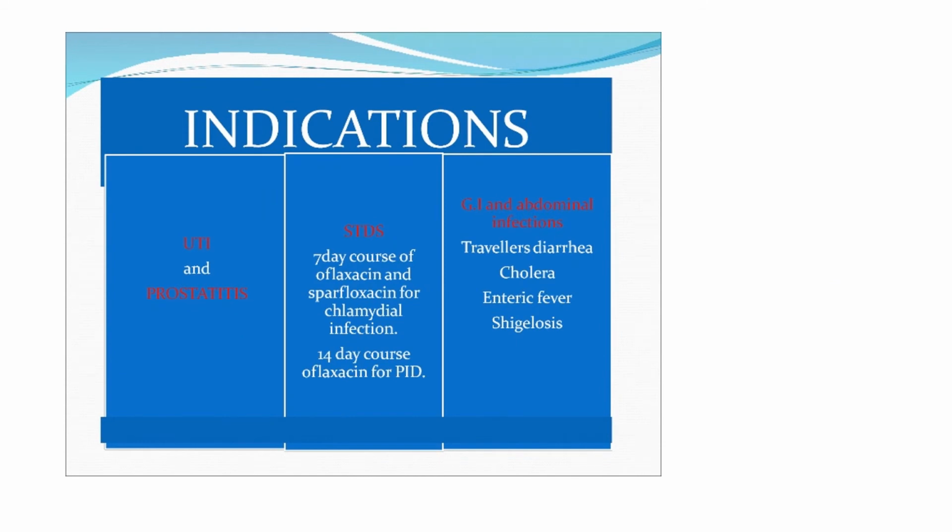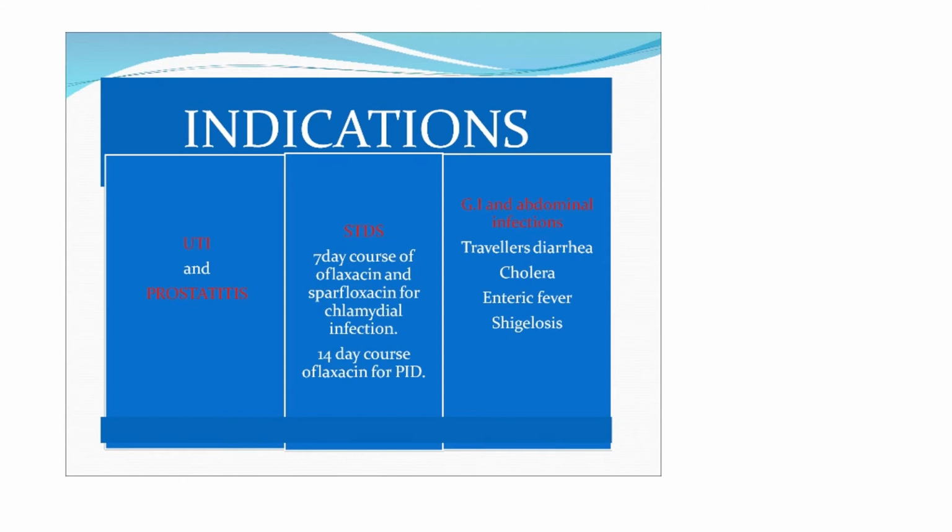Uses of fluoroquinolones as a whole, in general. First one, UTI and prostatitis. As I told you, fluoroquinolones are active against gram-negative organisms. Most of the organisms causing UTI and prostatitis are usually gram-negative. So the first and foremost and common indication for fluoroquinolones includes UTI and prostatitis. Since they have the property of depositing inside the prostatic gland, they are very effective against prostatitis.